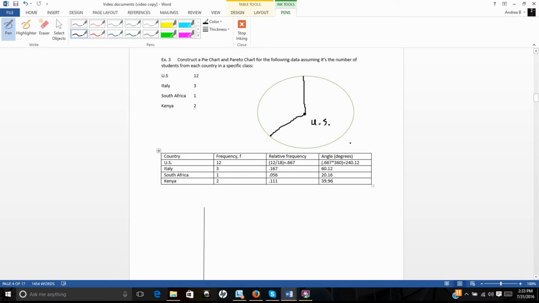And then for Italy there, we had an angle of 60.12. So normally we'd want to go to the next biggest angle, which is that one, and we want to approximate that. It's less than 90 degrees. If you're thinking of it in terms of a clock, 90 degrees would be between the 12 and the 3 if you're going around clockwise there. So it'd be less than 90 degrees. So it'd be something about like this. And that would be for Italy.